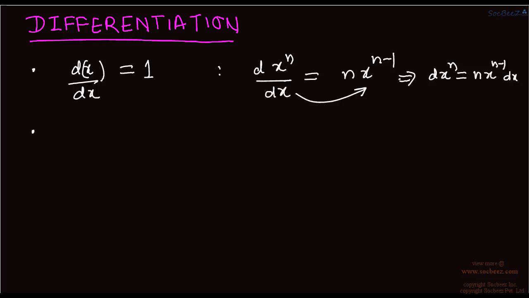Then you have something like d of a to the power x upon dx, something like 2 to the power x. Then it will be a to the power x ln a, like 2 to the power x ln 2.